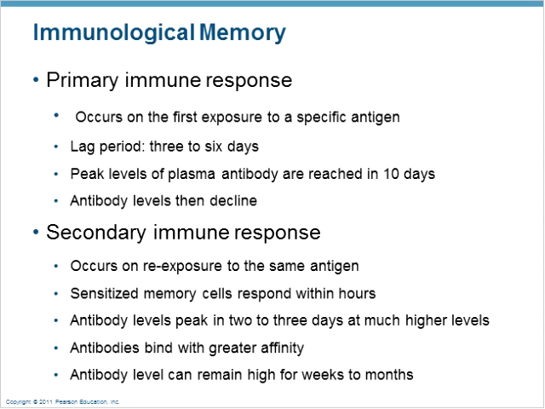So there's a long haul where our body is really subjected to those bacteria or antigens before the body responds. In the secondary immune response, the body sees the antigen for the second time. When there's a re-exposure, those sensitized memory cells respond within hours. Instead of waiting 10 days, they respond in hours. Antibody levels peak in 2 or 3 days at much higher levels, antibodies bind with greater affinity, and antibody levels can remain high for weeks or months. So there's great value in immunizations: you end up with that high level in the secondary response versus the primary response.